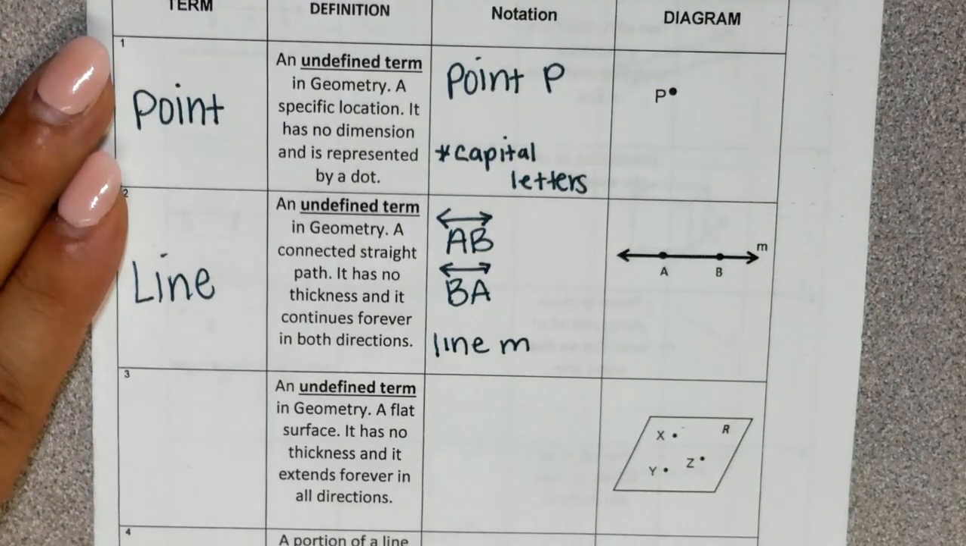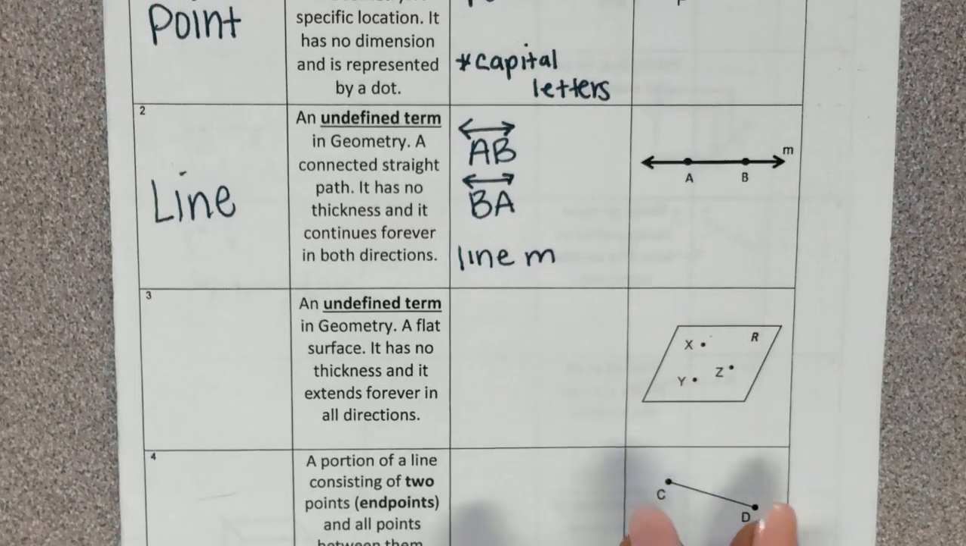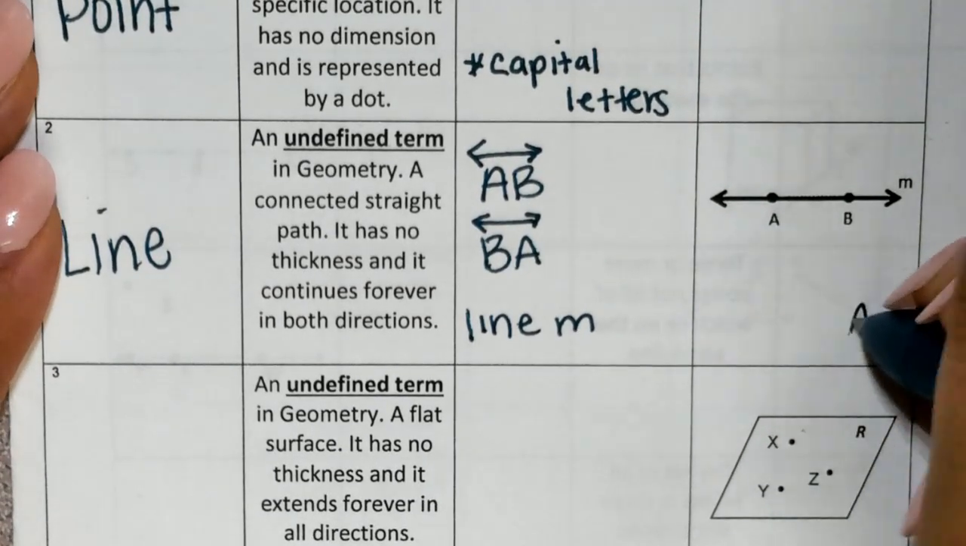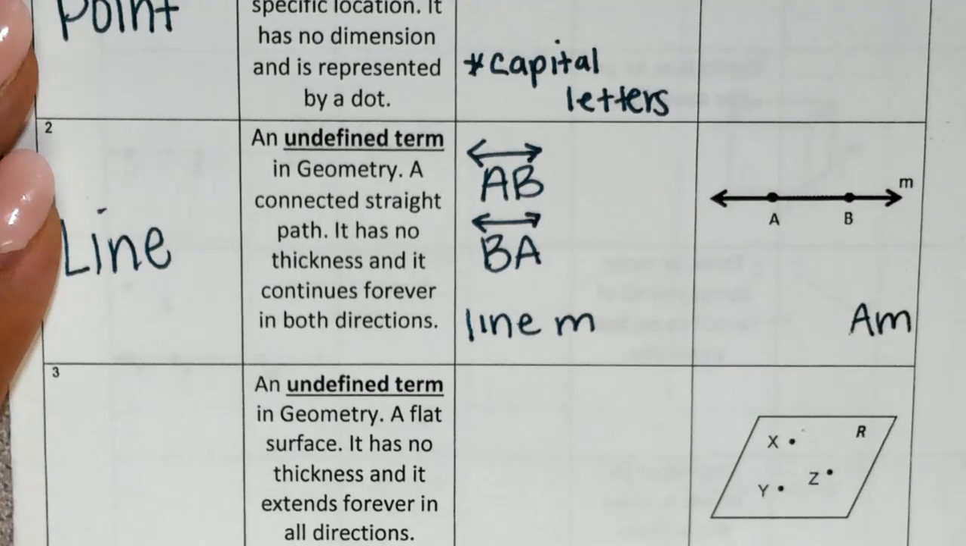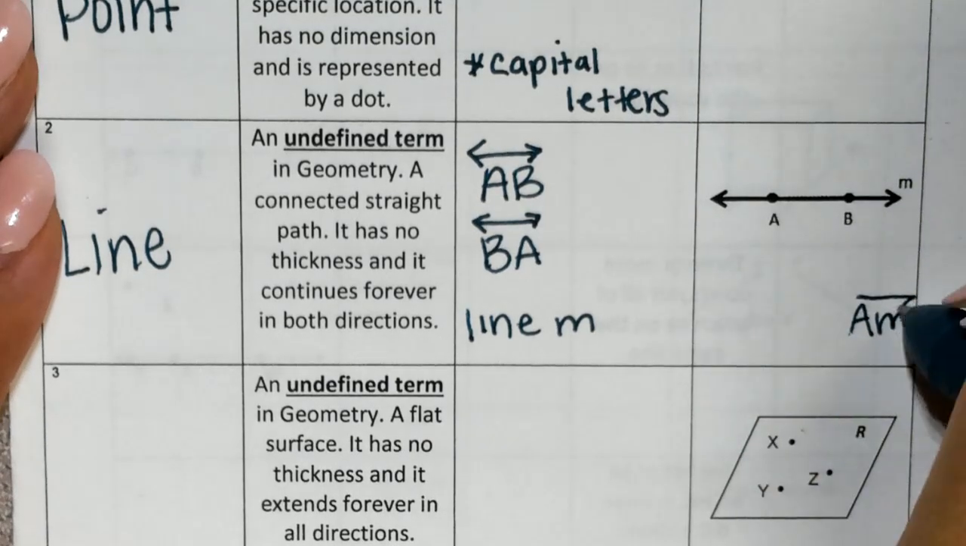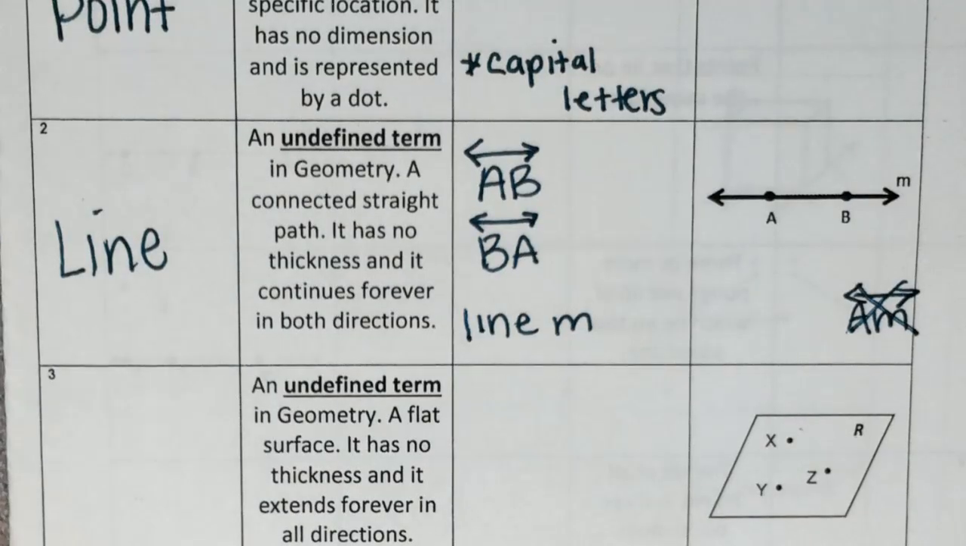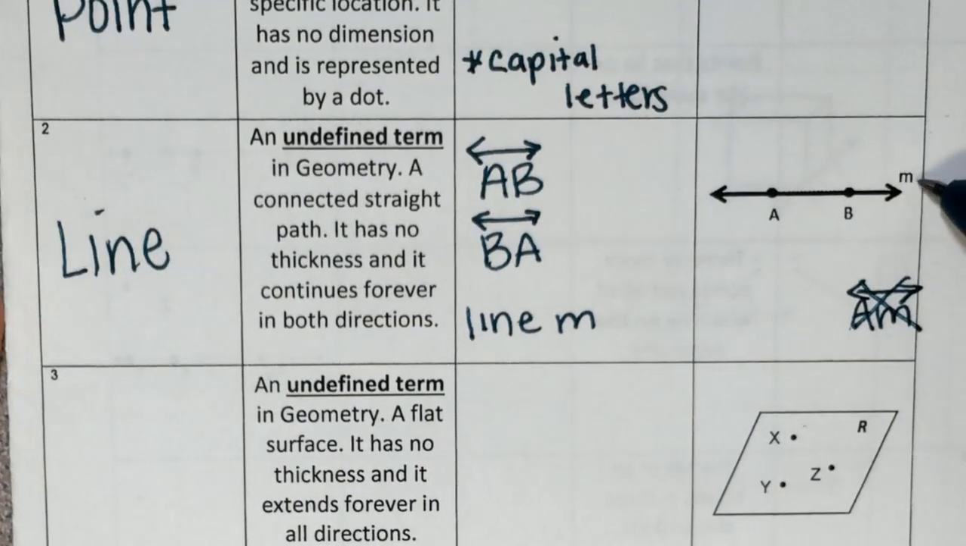What can I not do? I cannot call this, can I call this line AM? No. This is wrong because they're both not points. So if you're going to use this letter M, you're just saying, hey, that's line M. Okay?